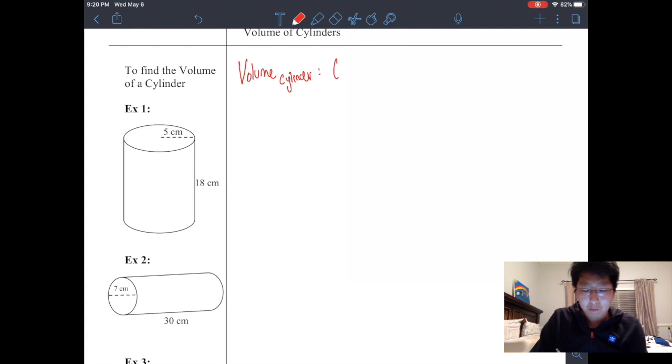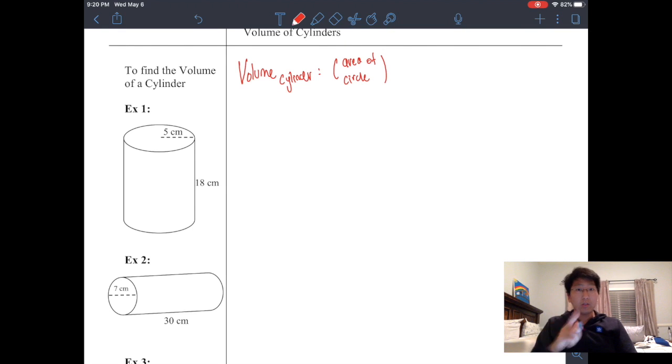So here we're going to put area of circle. So we're going to take that area of the circle, just like we did with the prisms, and we're going to multiply it by the height. Okay? Or we could also say the area of the base times height. So it's the same formula, same concept. The only difference is that it's the area of a circle.